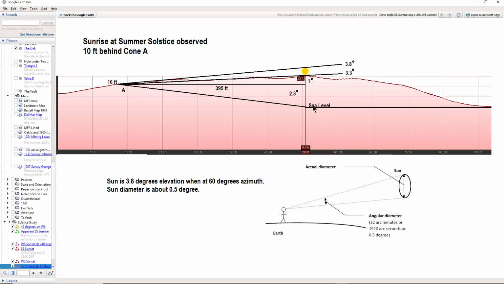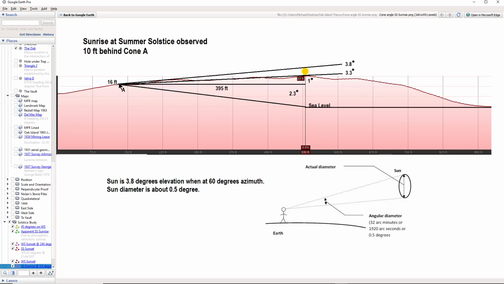So here's sea level. And when we do the calculation by putting a line here, this is where the sun is going to rise to our observable point. So we put a line there, and we measure that distance, and we get 2.3 degrees to 16 feet. And then if we go another 7 feet, it is another degree.